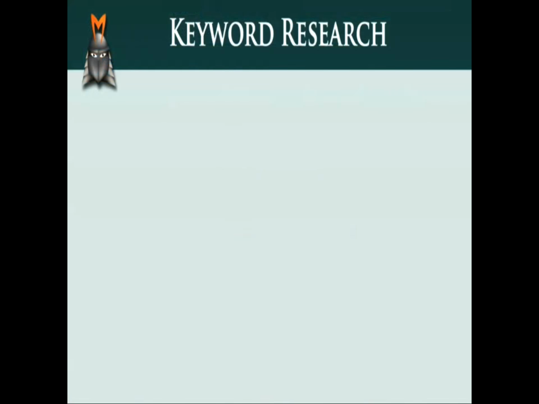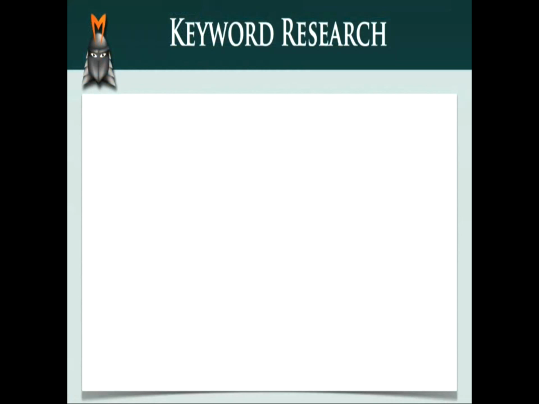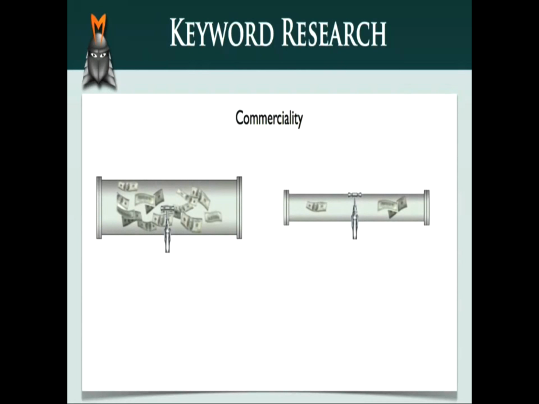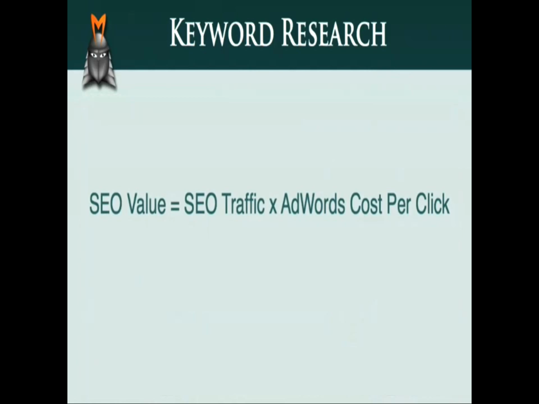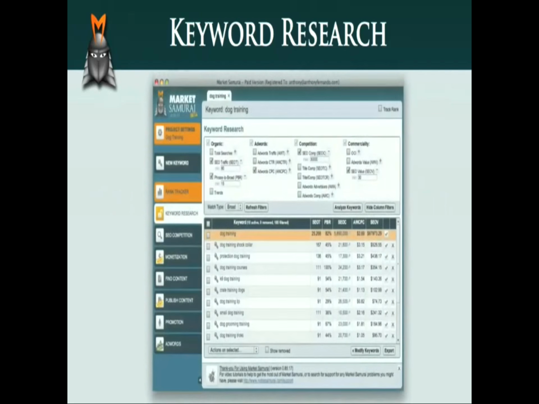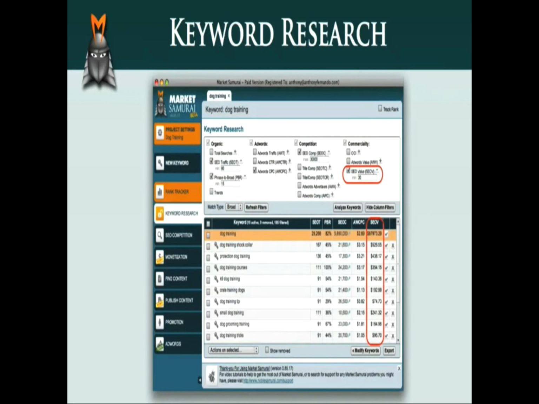So just to recap, in this video we saw that commerciality provides an indication of the monetary flow associated with different keyword phrases. We saw that a useful way to calculate the commerciality of a phrase is to multiply its SEO traffic value by its AdWords cost per click value. And finally, we saw how to find high commerciality keywords using Market Samurai.